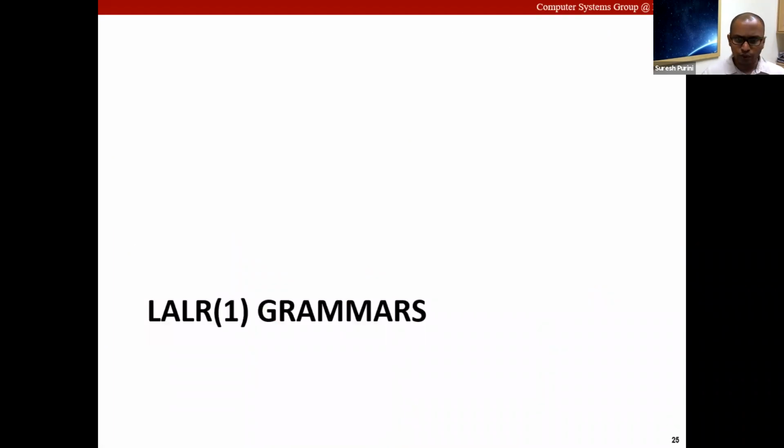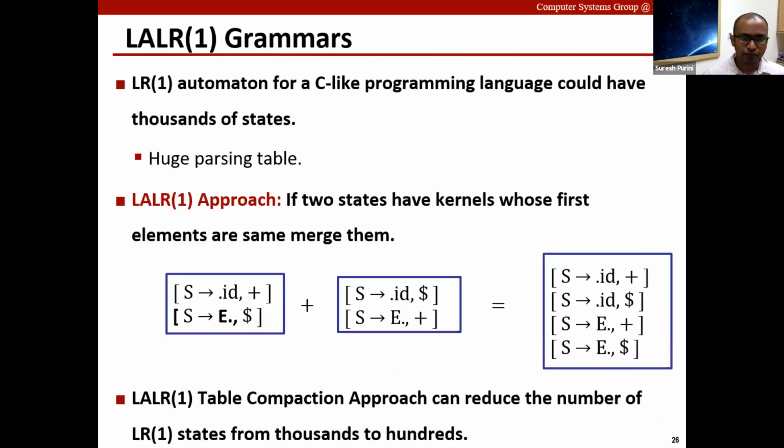Now let's go to the last part of today's lecture, which is on LALR1 grammars. If you consider LR1 parsers, the big problem for them is that the size of the parsing table will be very large. The number of states in the LR1 automaton will be really big. Since the number of states is large, the associated LR1 parsing table will also be large.